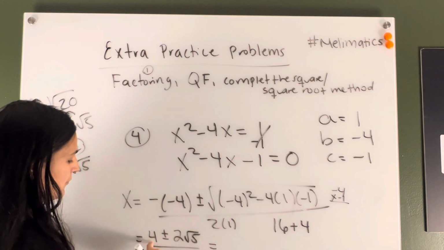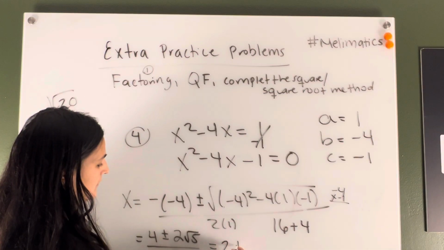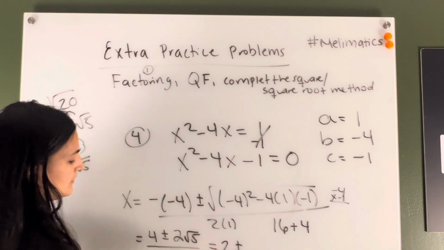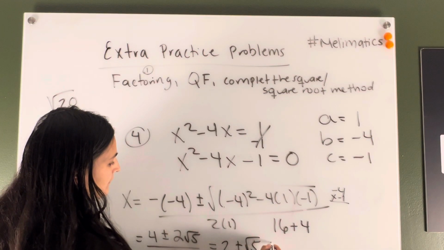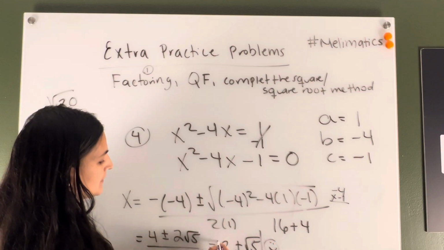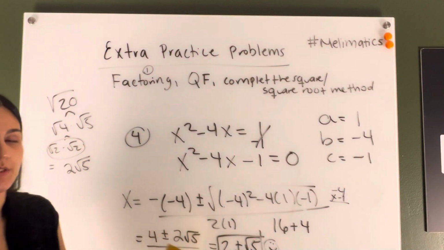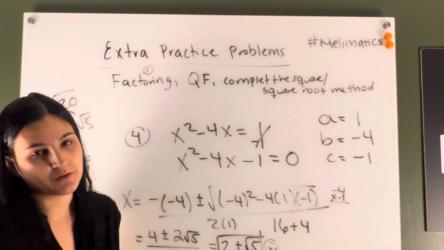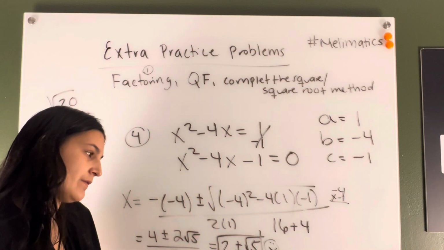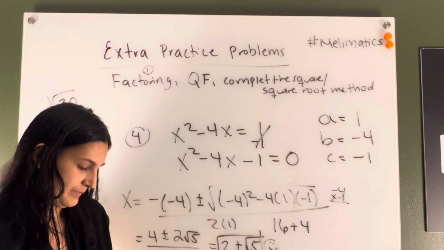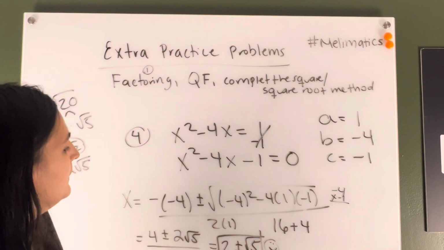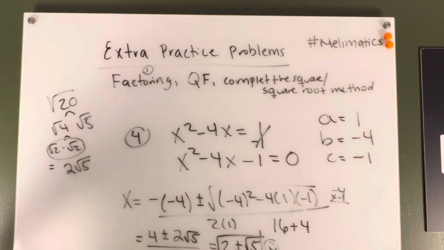So what's 4 divided by 2? 2. And what's 2 divided by 2? 1. So it's just the square root of 5. Right, so these are my answers. Again, if you needed to get the answer in decimal form, you would do 2 plus the square root of 5, 2 minus the square root of 5, and get your answers. So I'll let you look at it and soak it in.